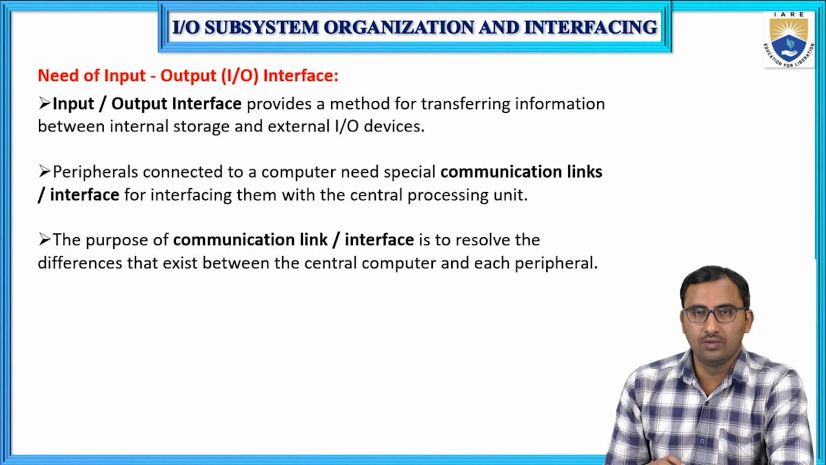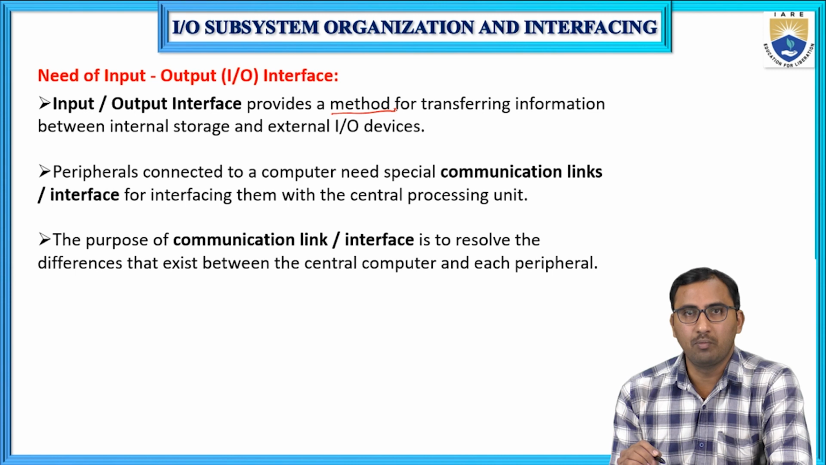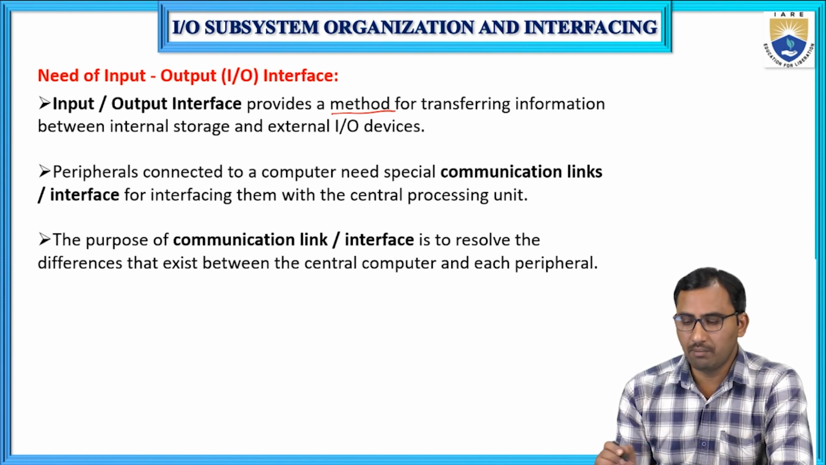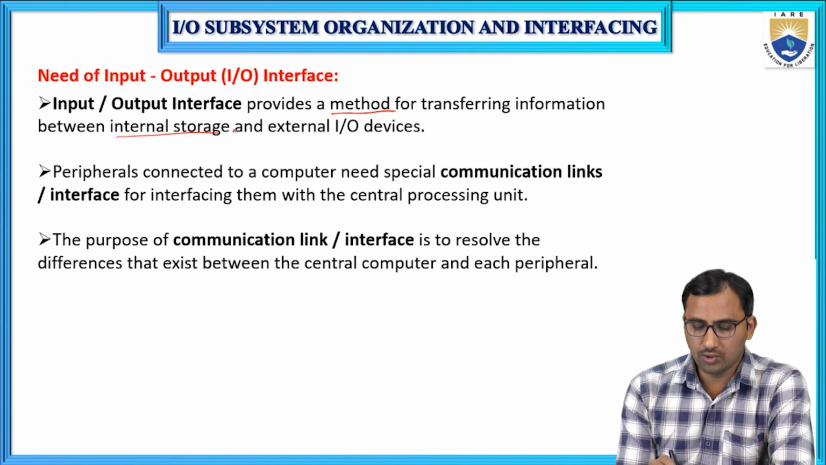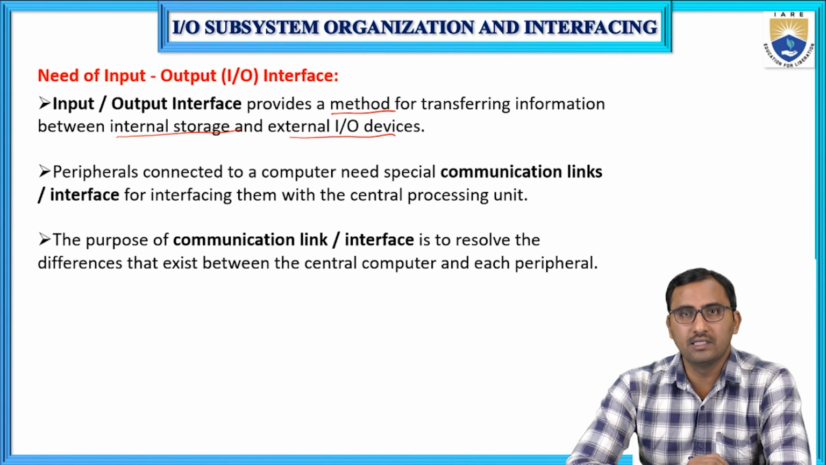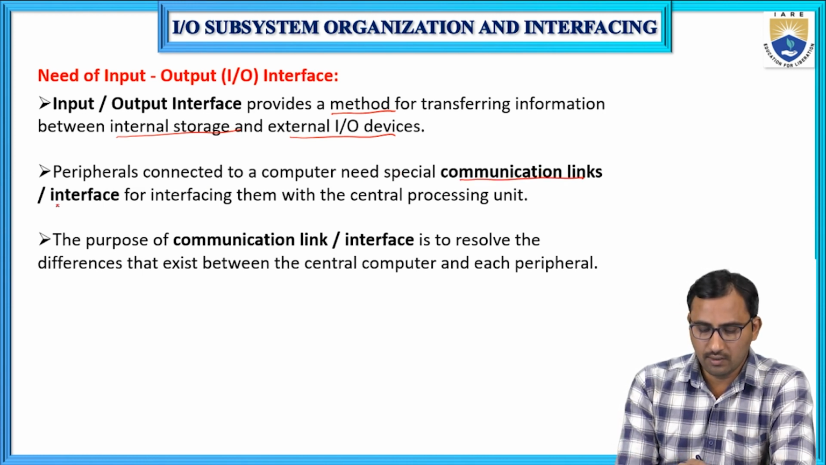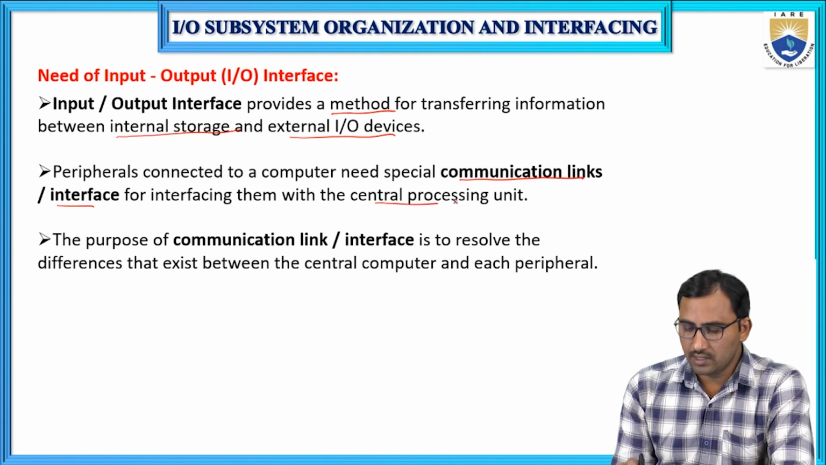IO interface. The IO interface provides a method for transferring information between the internal storage and external IO devices. So this IO interface is a method which facilitates transferring the information between the internal storage device and the external IO devices. Peripherals connected to a computer need special communication links or interfaces for interfacing them with the central processing unit.